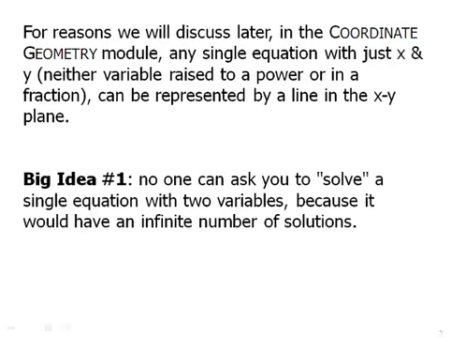So the first big idea is, no one can ask you to solve a single equation with two variables because it would have an infinite number of solutions. A line passes through an infinite number of points, and every single one of those points is a solution. So there's no way anyone could legitimately ask you to solve, because they'd be asking you to solve for an infinity of things all at once.